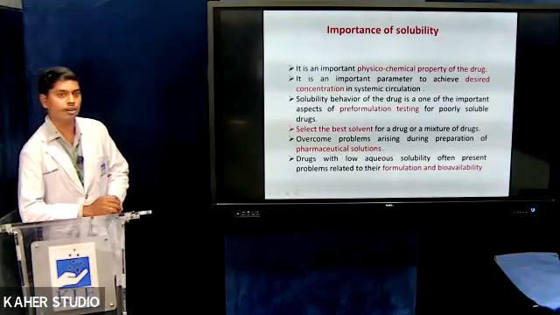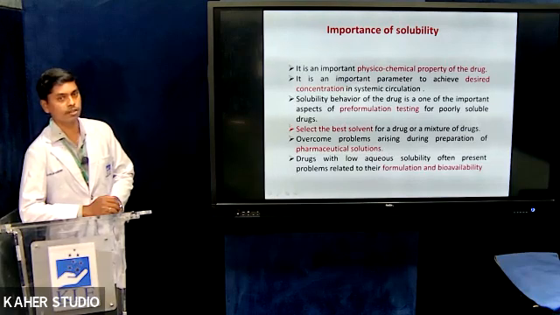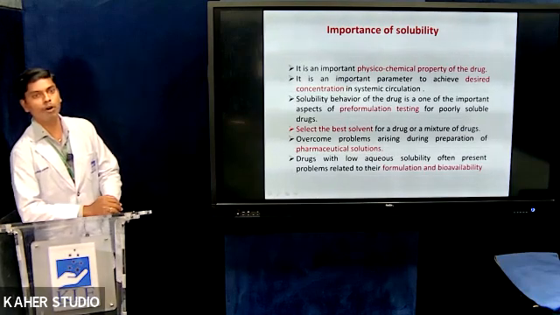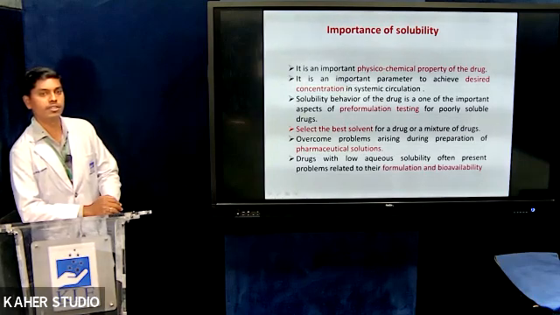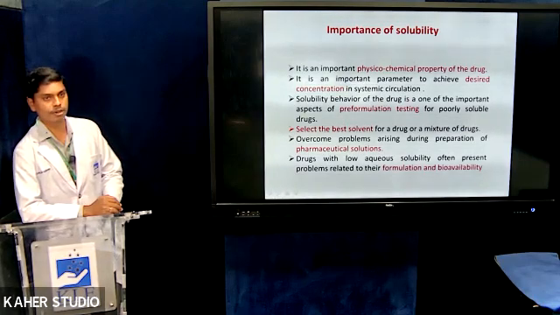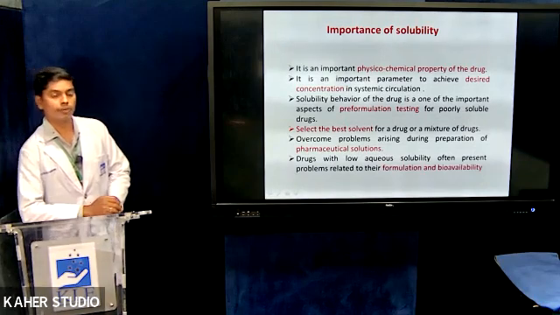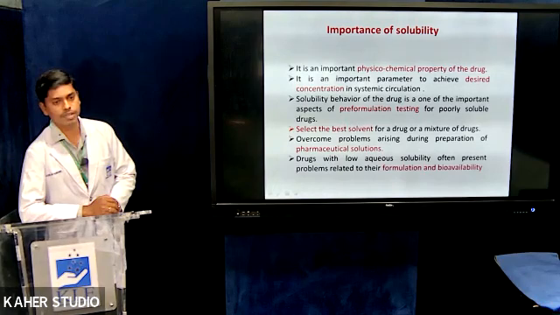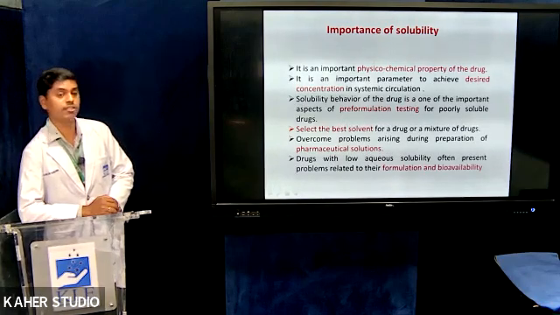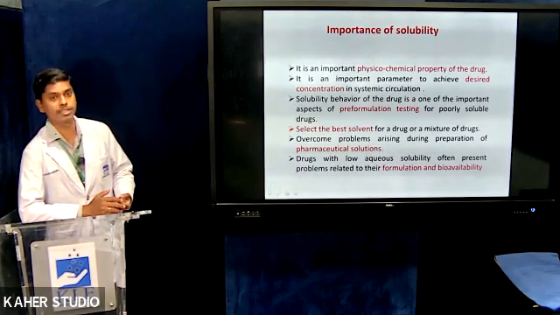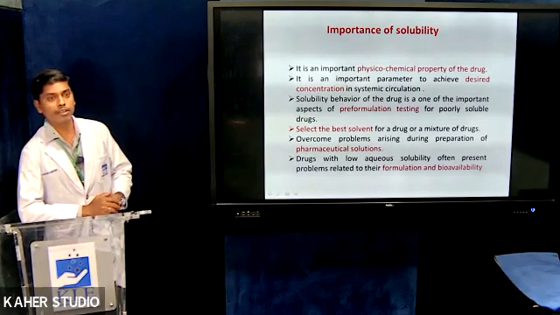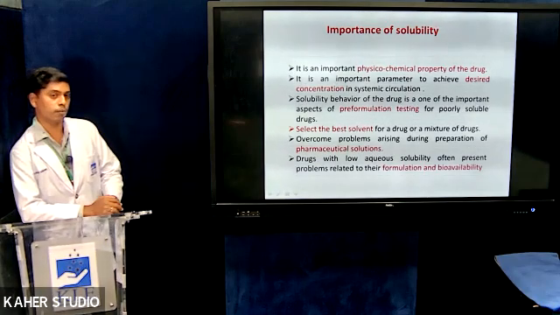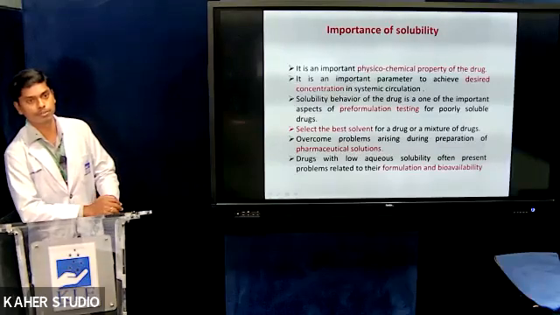It is an important physicochemical property of the drug in the research field. It is an important parameter to achieve the desired concentration in the systemic circulation. Why is it important? Because once the solubility of the drug is increased, the absorption of the drug will increase, so the maximum amount of drug is available in the systemic circulation. That depends upon the solubility of the drug in the given solution.